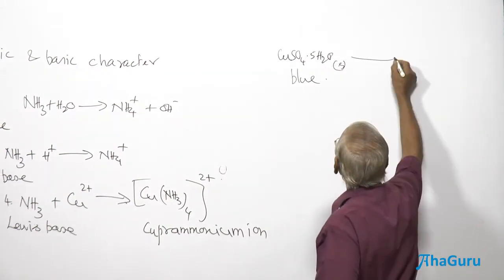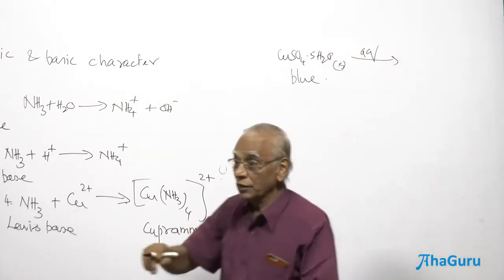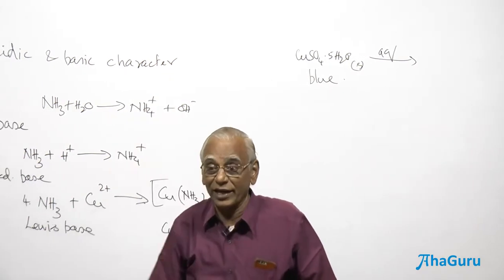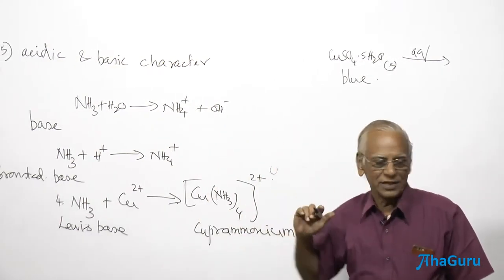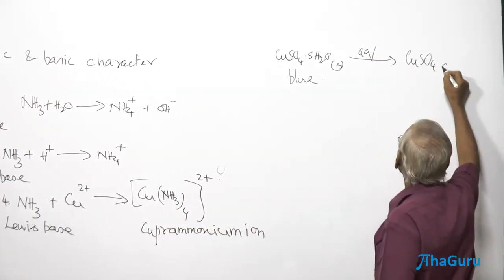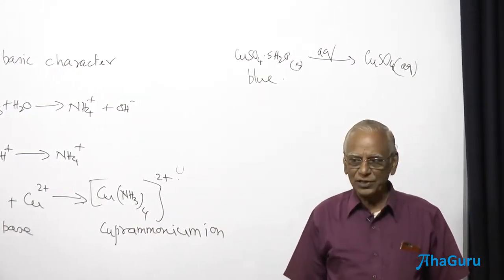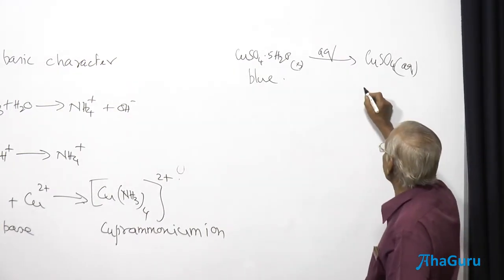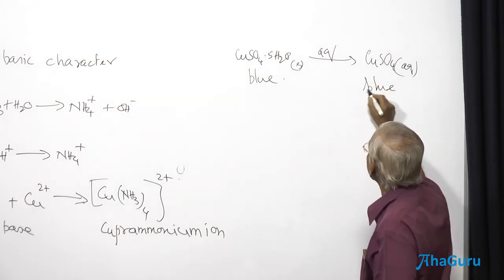Now, you dissolve it in water. Whenever you want to dissolve, you don't write H2O there. We write aq only, because it's a physical phenomenon, not a chemical process. And what should you write here? CuSO4 (aq). Aqueous copper sulfate. What should be the color of aqueous copper sulfate? Again, blue in color.